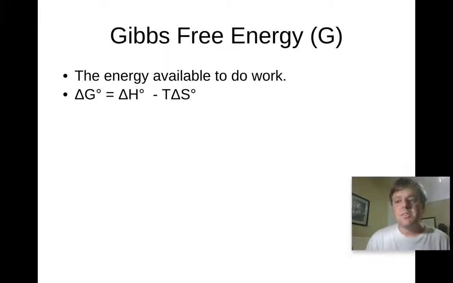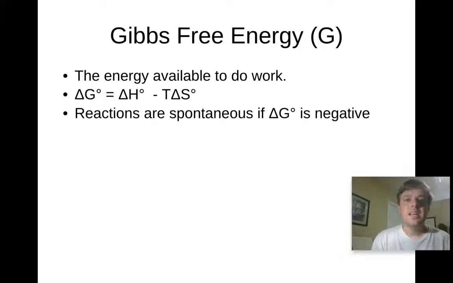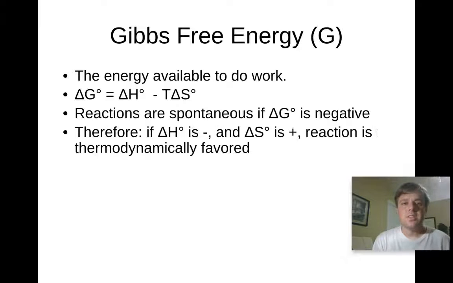So there's a very simple equation. It's on your reference tables. It says that delta G equals delta H minus T, that would be your temperature in kelvins, times delta S. And a reaction is spontaneous or thermodynamically favored if delta G is negative. So keep in mind, if we look at this equation, if H is negative and S is positive, multiply S by your temperature, which in kelvins is always positive, and then subtract it, G has to always be negative. If H is positive and S is negative, G would always be positive, and it would be thermodynamically non-favored.